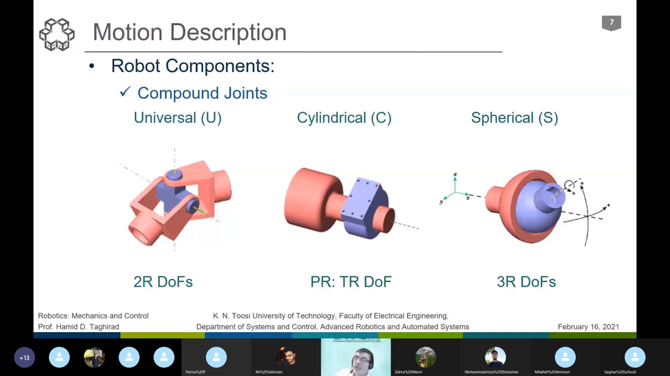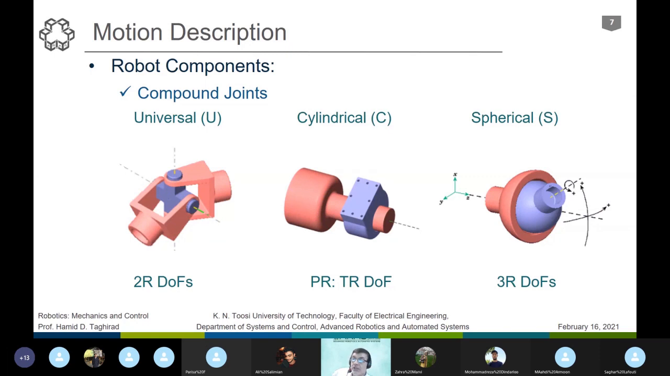Let me also cover some compound joints. Here, I provide some compound joints. These joints have more than 1 degree of freedom. In just one simple connection, as you see here, we call it a universal joint, denoted with U. We have 2 degrees of freedom. Both degrees of freedom are R, rotational. So 2 degrees of freedom in 2 directions. Usually these 2 directions are perpendicular to each other, but it could also be not. But usually in the mechanical design we have 2 perpendicular joints.